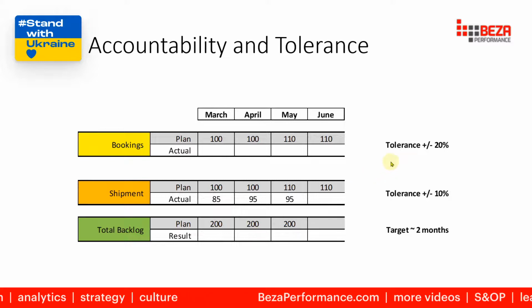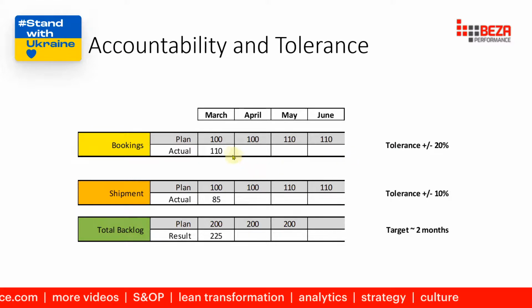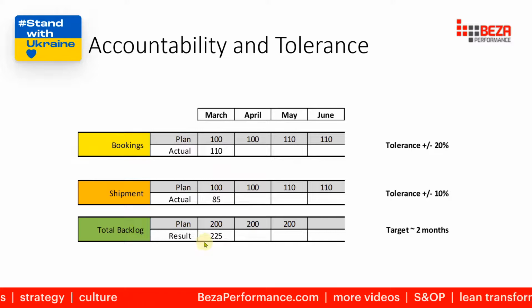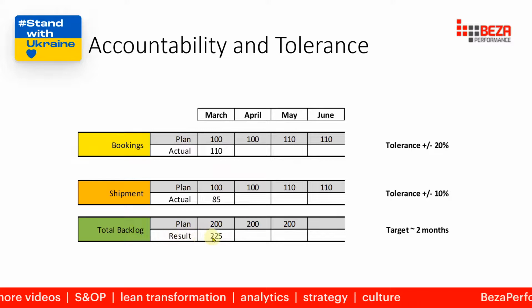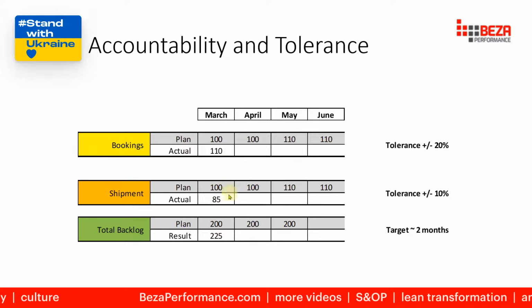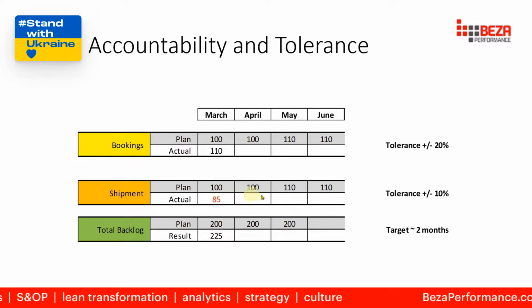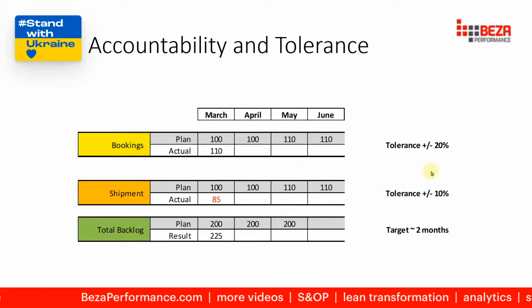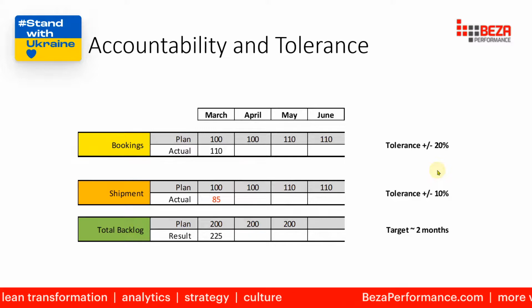So in the first month, let's just say that we book 110 units, we ship 85 units, and as a result, our backlog goes up. This was the assumption that we were on target last month, so we're at 200. Our backlog actually goes up by 25 units, because that's the difference between what we booked and what we shipped. Now, we should be highlighting that number red, because we're out of tolerance. And so we would expect an answer as to why we are out of tolerance on that number.